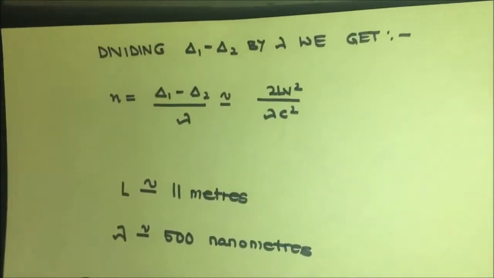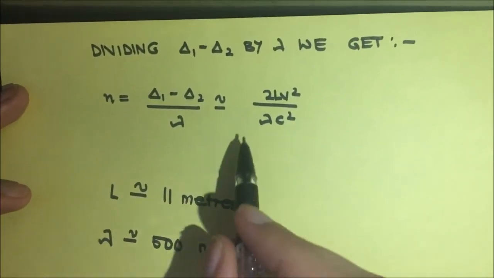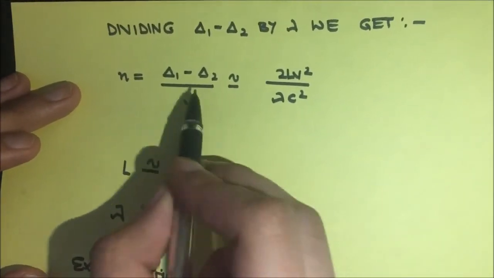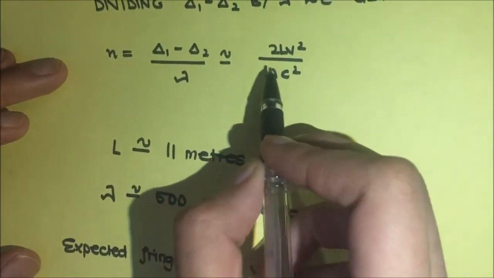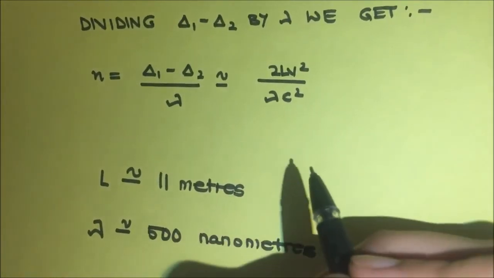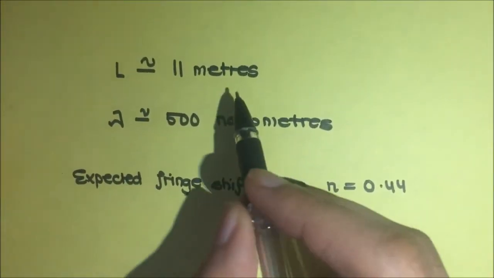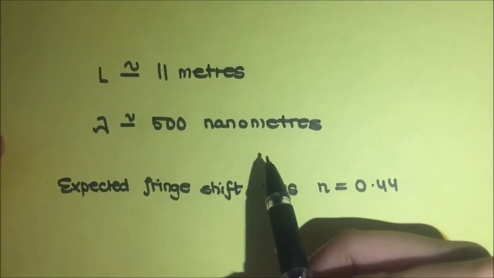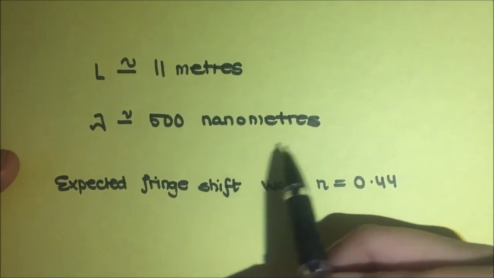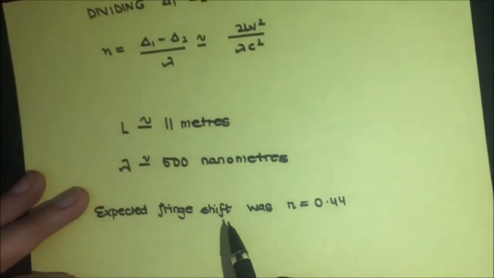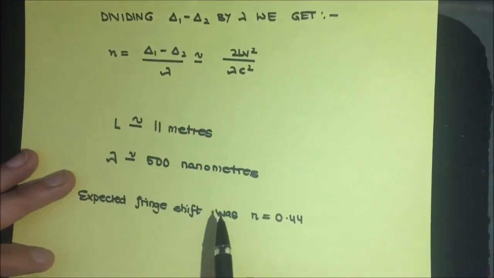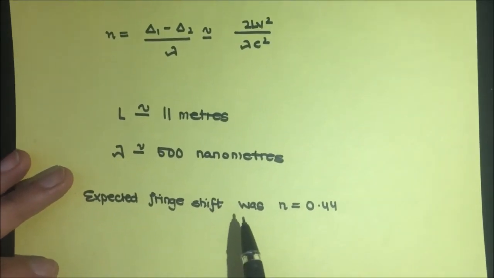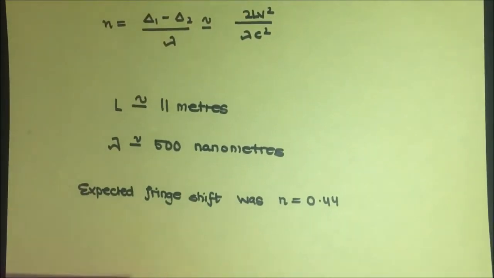So now we finally divide the difference in the two by the wavelength lambda, and the fringe shift n is found to be del 1 minus del 2 upon lambda, which approximates to 2L v square upon lambda c square. Since L is equal to 11 meters and lambda equal to 500 nanometers, the expected fringe shift was n equal to 0.44. So the result would be a delay in one of the light beams that could be detected when the beams were recombined through interference. However, this negative result led Michelson to the conclusion that there is no measurable ether drift.